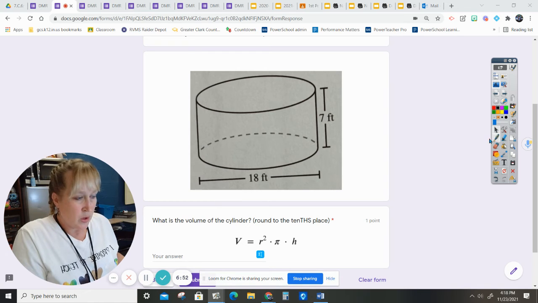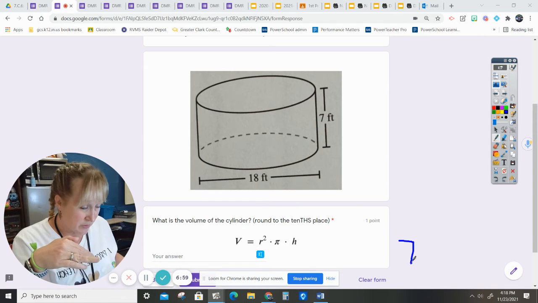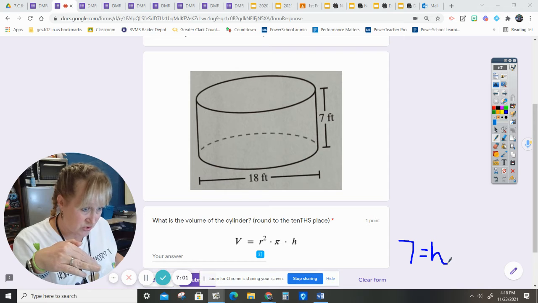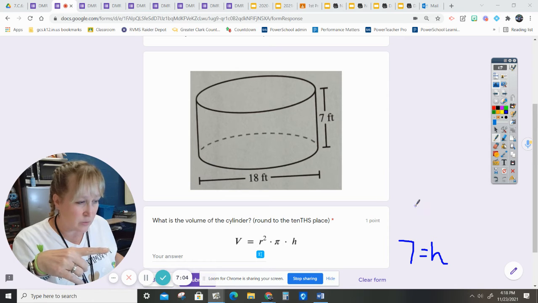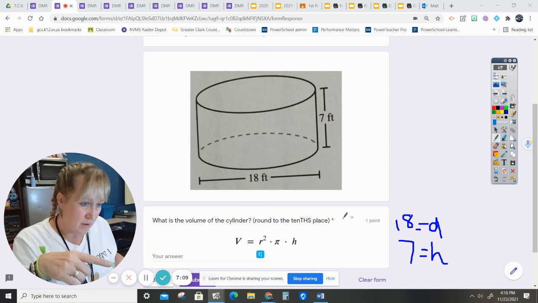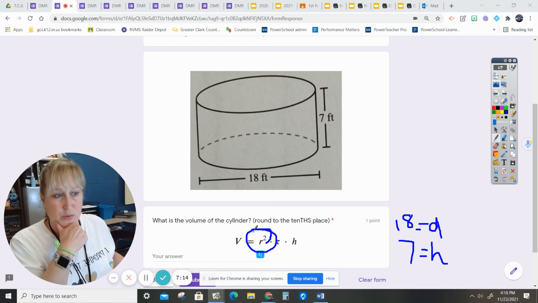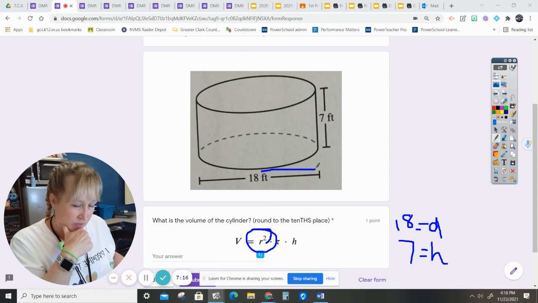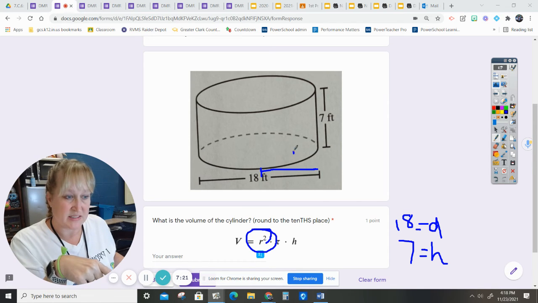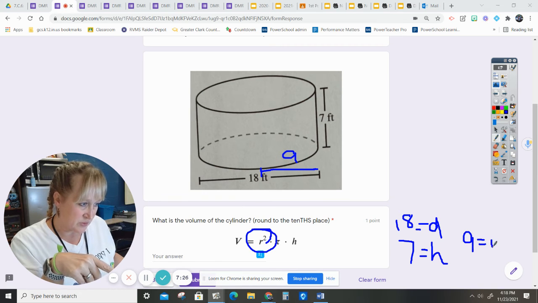Okay, so looking at this, I know that the 7 is my height. That's how tall it is. So I'm going to write down here, 7 equals h, and 18 equals diameter. But look, is it asking for the diameter? It's asking for the radius. So what do I have to do? I have to think of what is half. So half of 18 is 9. Okay, so 9 equals the radius.